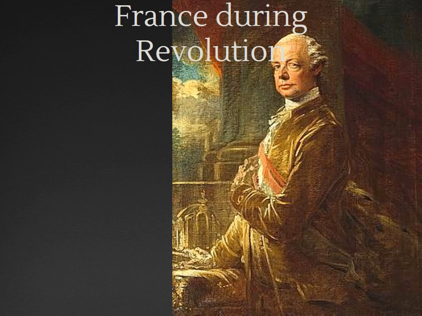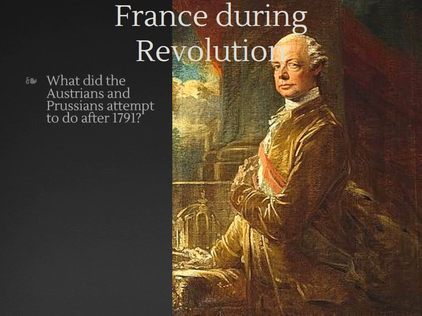Next, we shift to France during the revolution. This is our ruler of Austria. And so the question is, what did the Austrians and Prussians attempt to do after 1791? So this is after the French citizens created the constitution. Well, the Austrians and the Prussians saw the French peasants creating the constitution as a threat. They were absolute monarchs. They did not want their citizens doing the same, taking the same kind of measures to limit their power. They wanted to maintain their centralized power and without checks and balances.